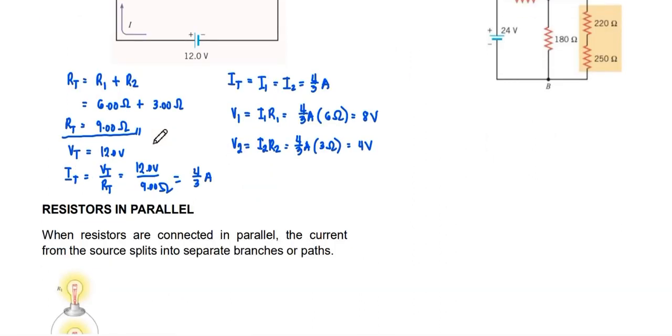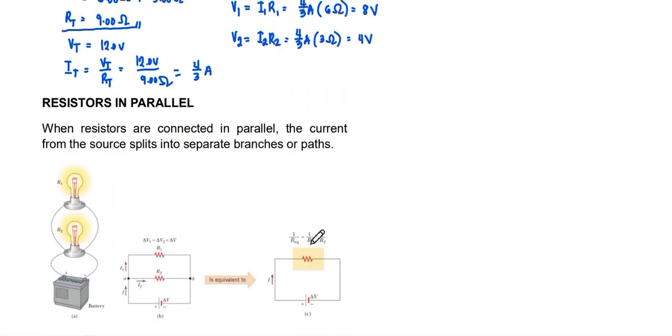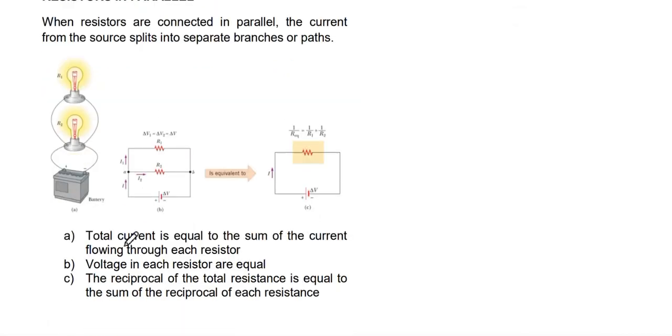And then we can also connect resistors in parallel. When resistors are connected in parallel, the current from the source splits into separate branches or paths, meaning the current flowing through each resistor is not equal anymore. For resistors in parallel, the total current is equal to the sum of the current flowing through each resistor. So if we have 2 resistors here, then I total equals I sub 1 plus I sub 2. But this time, the voltage in each resistor is equal. So V total equals V1 equals V2.